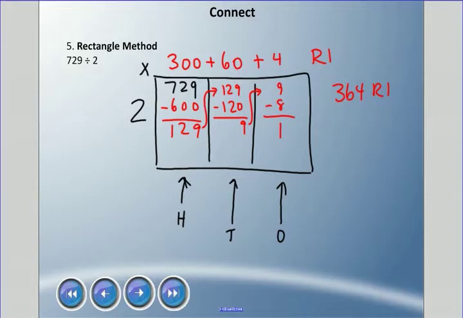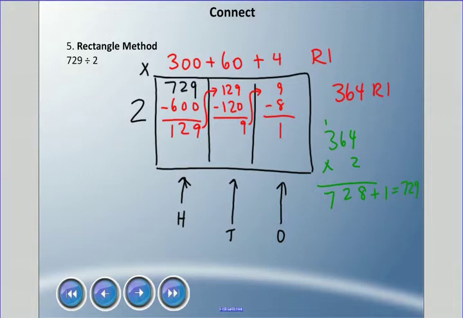And so we're going to double check our work. That's always good. I'm going to multiply 364 times 2. 4 times 2 is 8. 6 times 2 is 12. 3 times 2 is 6. Plus 1 is 728. Plus I add that 1 is 729.